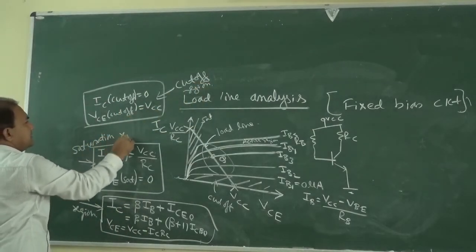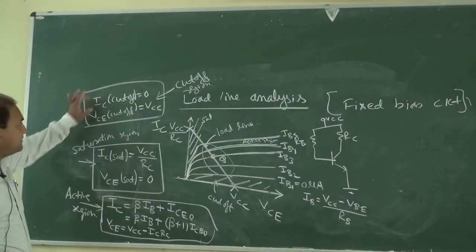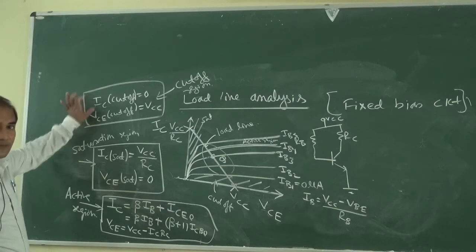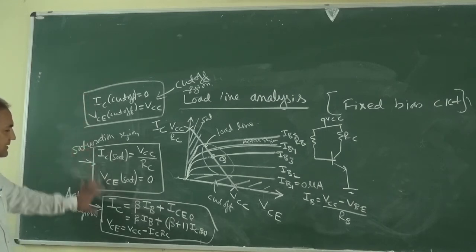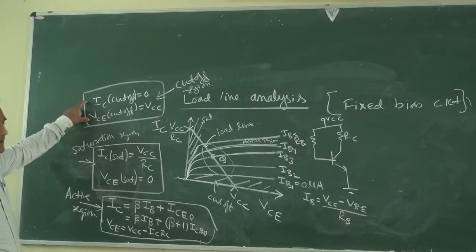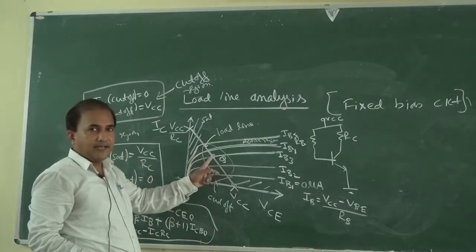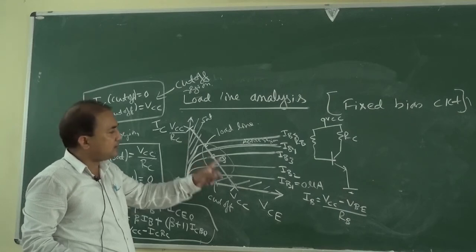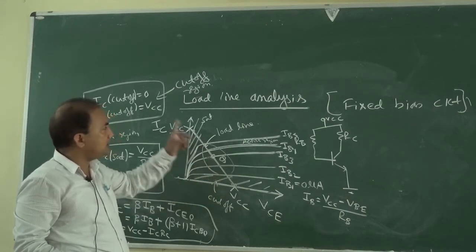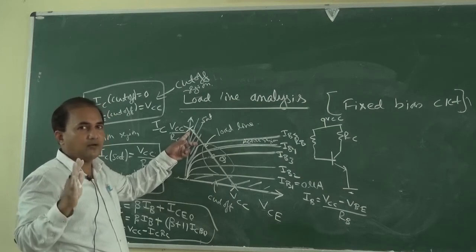This is the expression for IC and VCE in the saturation region, because these are the operating points. This is an operating point in the active region, an operating point in the saturation region, and an operating point in the cutoff region. For faithful amplification, this Q point should not go to the cutoff region or the saturation region, even at the extreme values of the input.